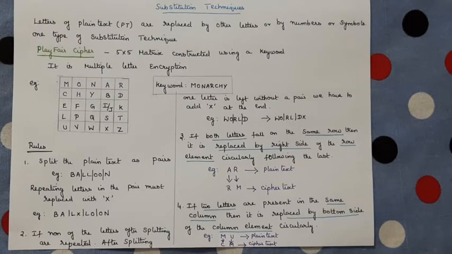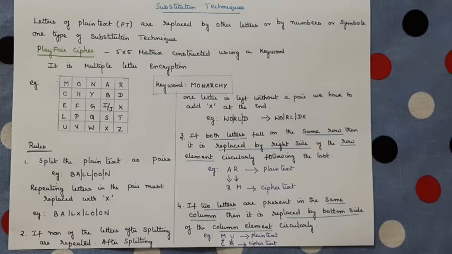When the plain text is given to you, you are just going to make it into pairs. When you do the splitting, you should follow some rules. The first rule is to split the plain text as pairs. For example, balloon. I am splitting it as pairs. It will be BA, LL, OO and then N.